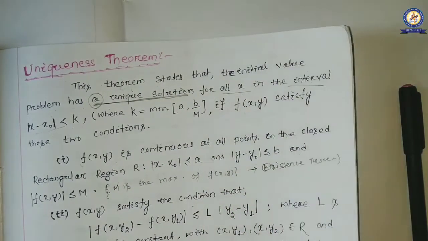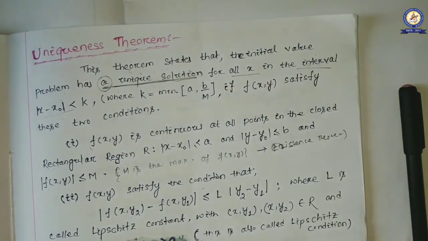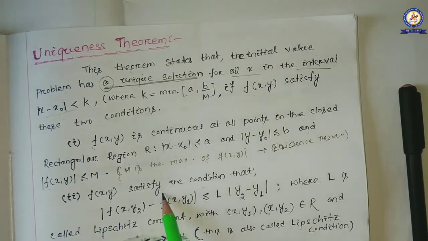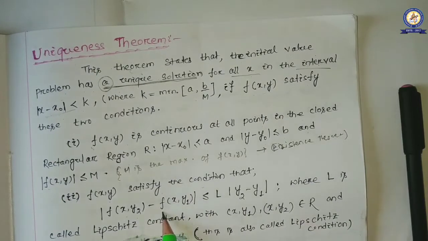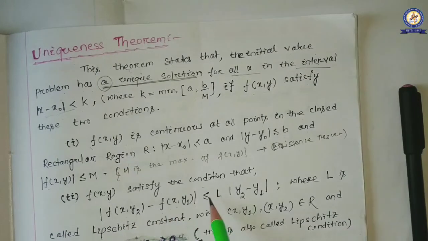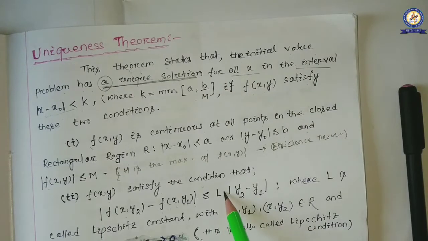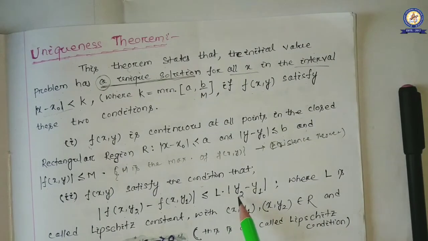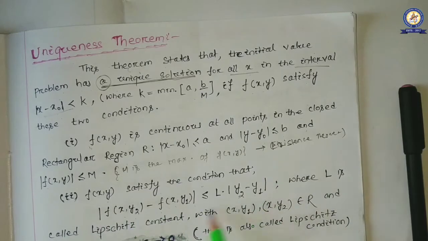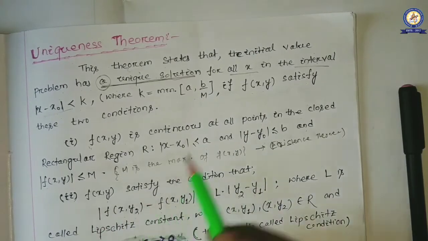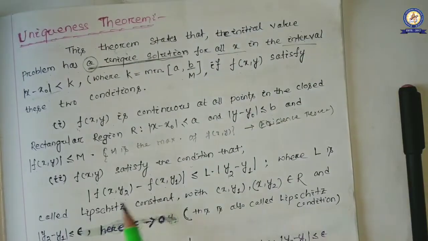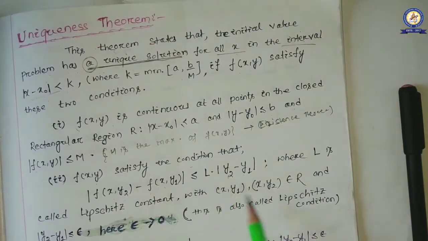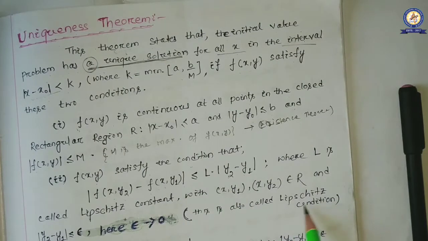The second condition is that f(x,y) satisfies |f(x,y2) - f(x,y1)| ≤ L|y2 - y1|. That means the second condition has to be satisfied by this function, and this condition is also called the Lipschitz condition.